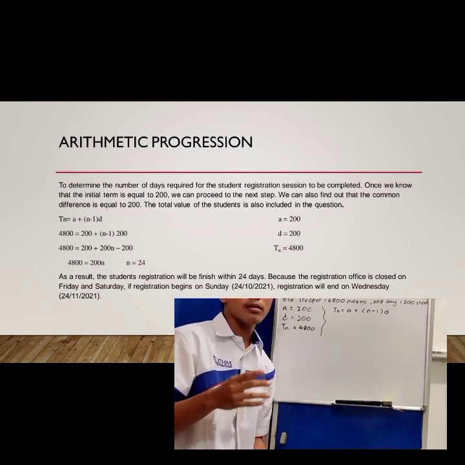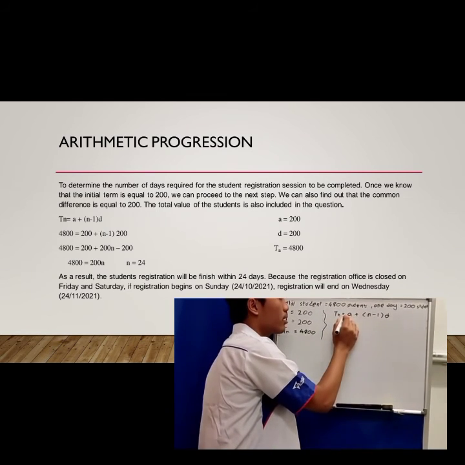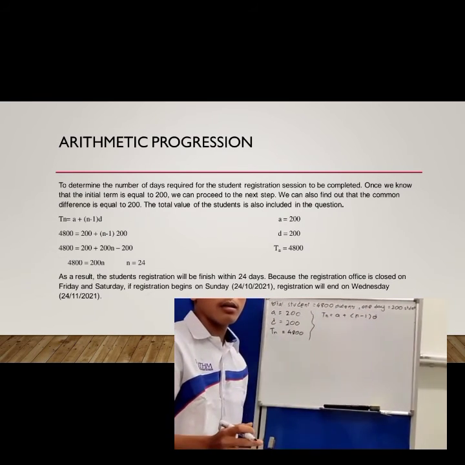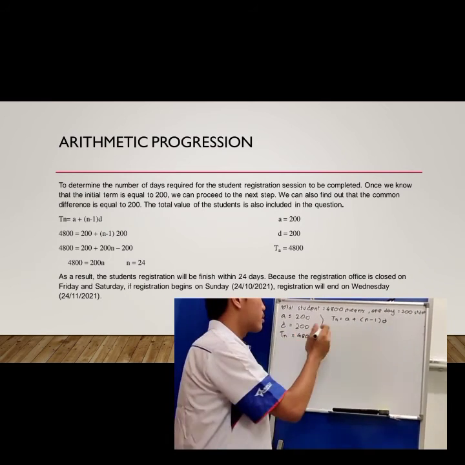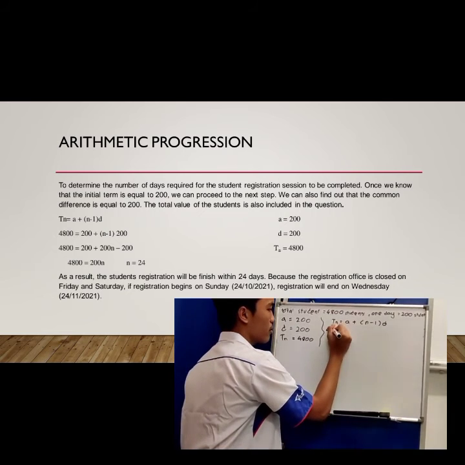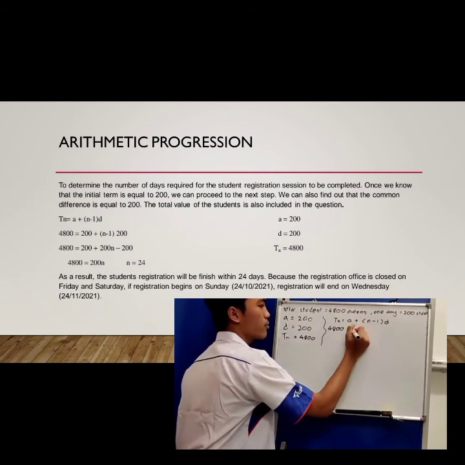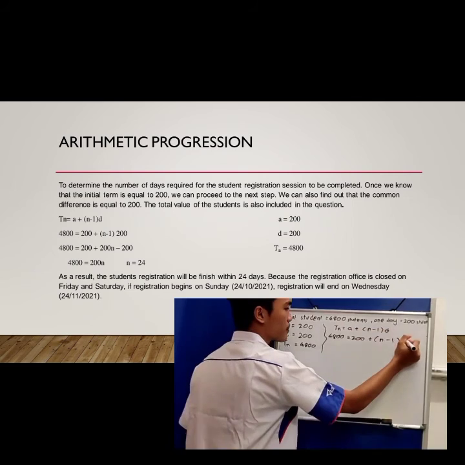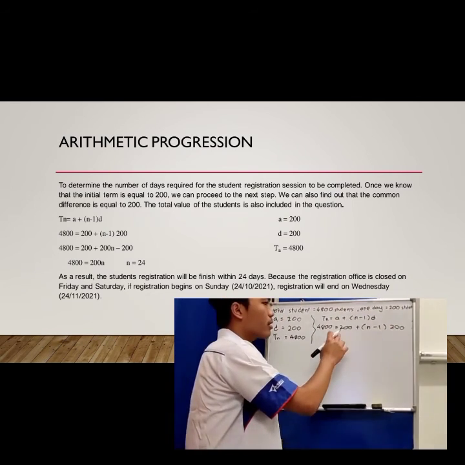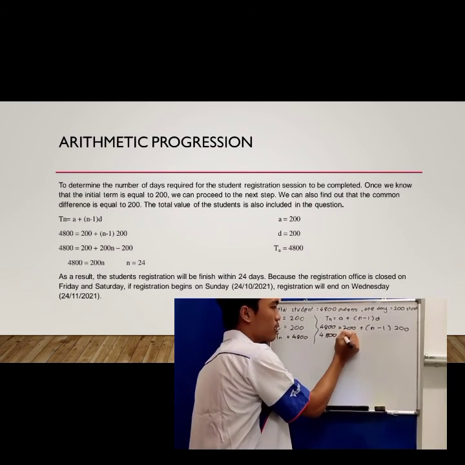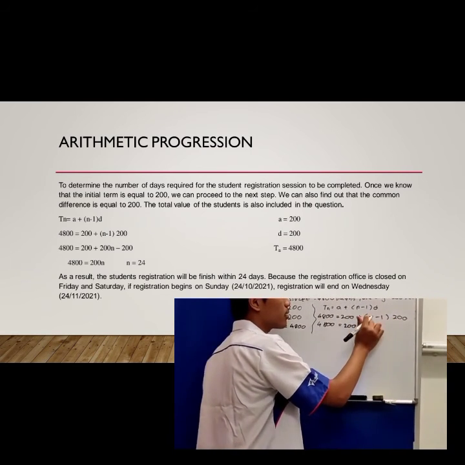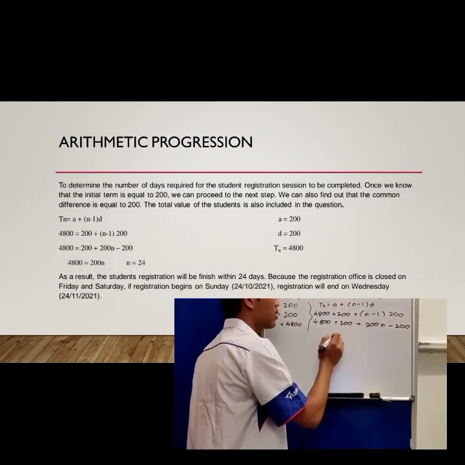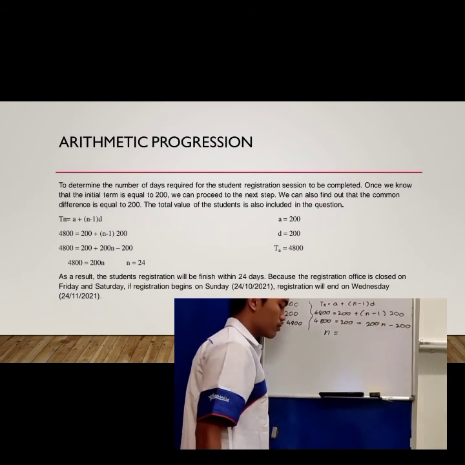We can use the arithmetic progression formula, Tn equals a plus n minus 1 multiplied by d. Using the information given, 4,800 equals 200 plus n minus 1 times 200. We can calculate that: 200 plus 200n, and 200 multiplied by negative 1 is negative 200. So n is equal to 24.